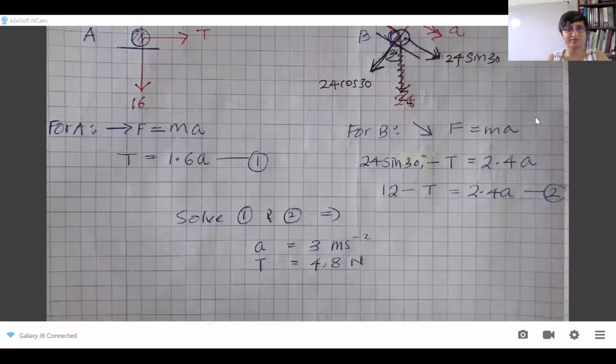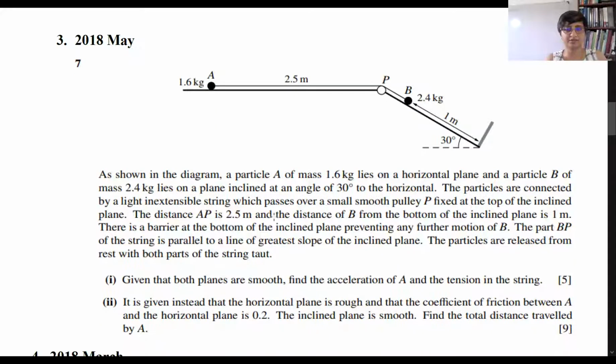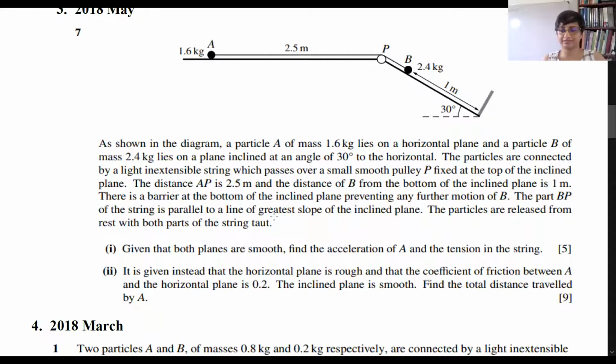So that's part A. That was quite easy. This is the typical question that they can ask in a connected particles question, acceleration and tension. So that's just doing that. Part 2. Let's see. 9 marks for part 2. Part 1 for what you did, 5 marks. You have earned 5 marks.